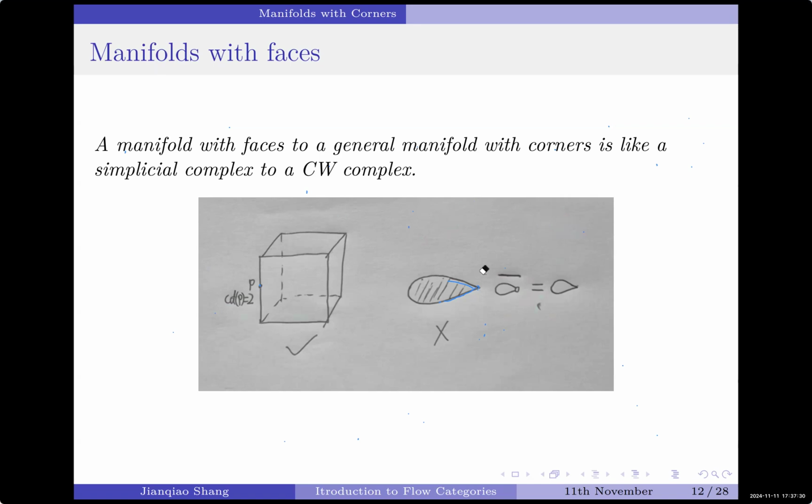To understand manifolds with faces, we can think of them as a simplicial complex compared to a CW complex. When you define a CW complex, you can glue things in arbitrarily. But when you define a simplicial complex, you need to glue your simplices side by side, and they can't be too close. That's how to understand manifolds with faces.